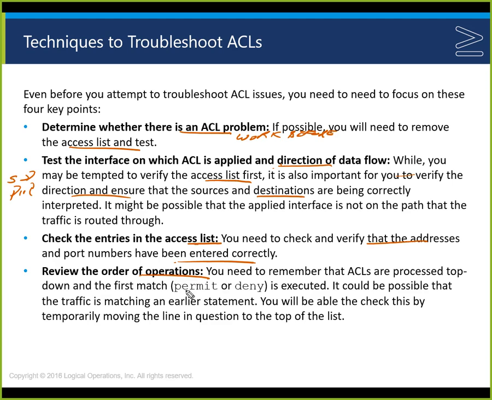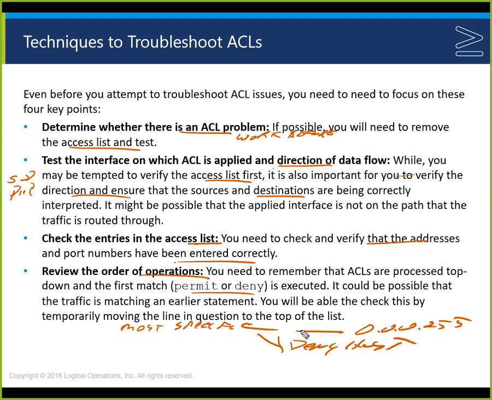The order of operations, the permit or deny. The order of operations is significant. The most specific should be at the top. Because if we permit the entire network with the 0.0.0.255 wildcard mask, and then the next statement is we deny a host on the same network, it's never going to get there, because once it's permitted in the first statement, it'll never go to the second statement. Be sure that the order in which you apply these things is correct.